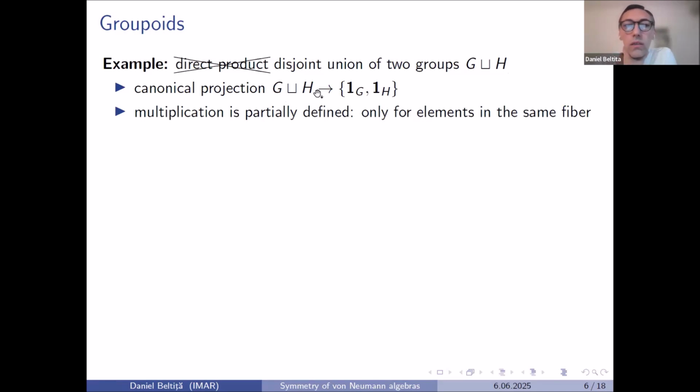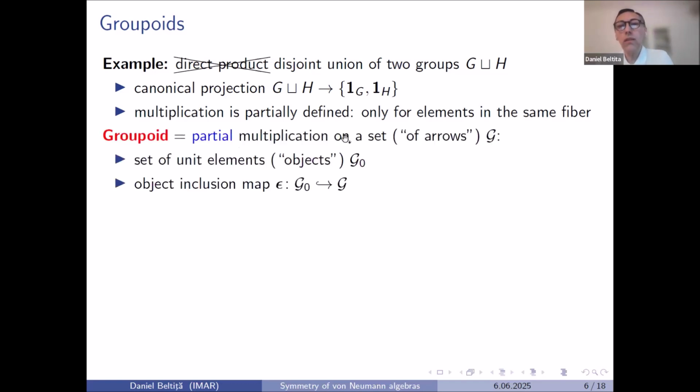And the groups are obviously the fibers of this canonical projection, the projection that has as its base the set of the two unit elements of the groups. And this is actually a kind of very simplified picture of a groupoid. Namely, in general, a groupoid is a set endowed with a partial multiplication that is exactly as a group, except that we have several unit elements, not only one.